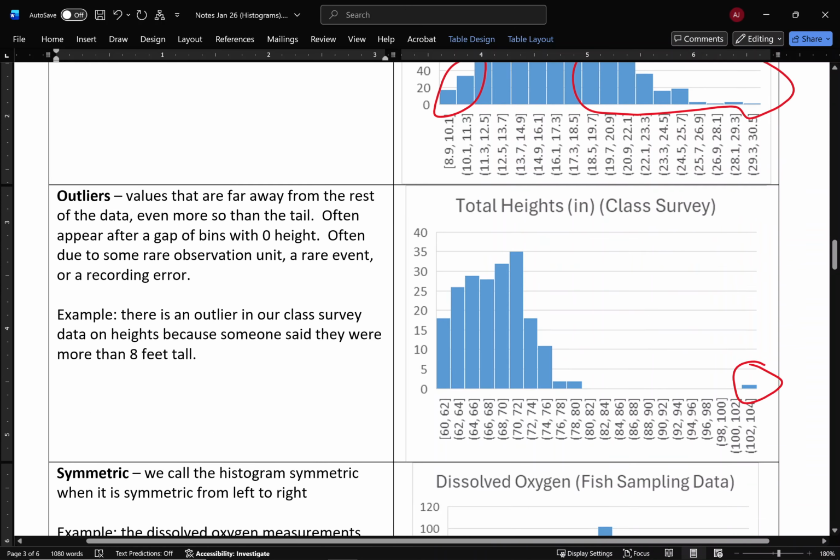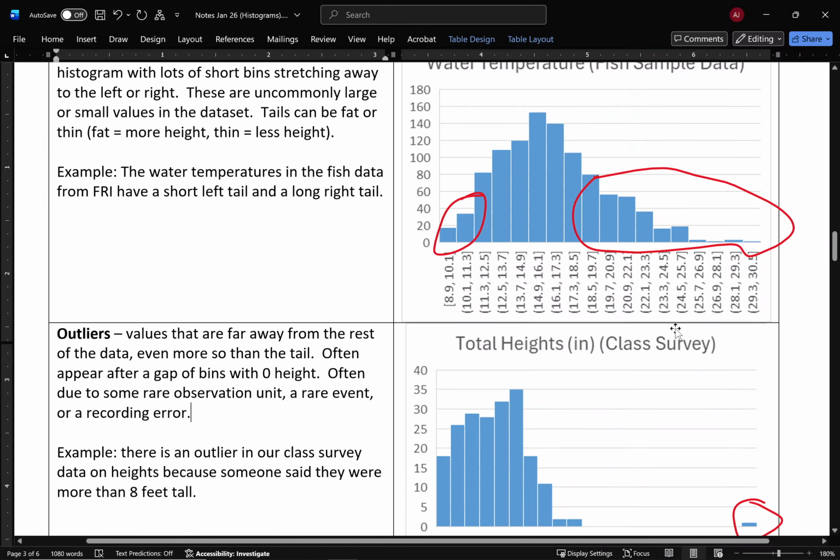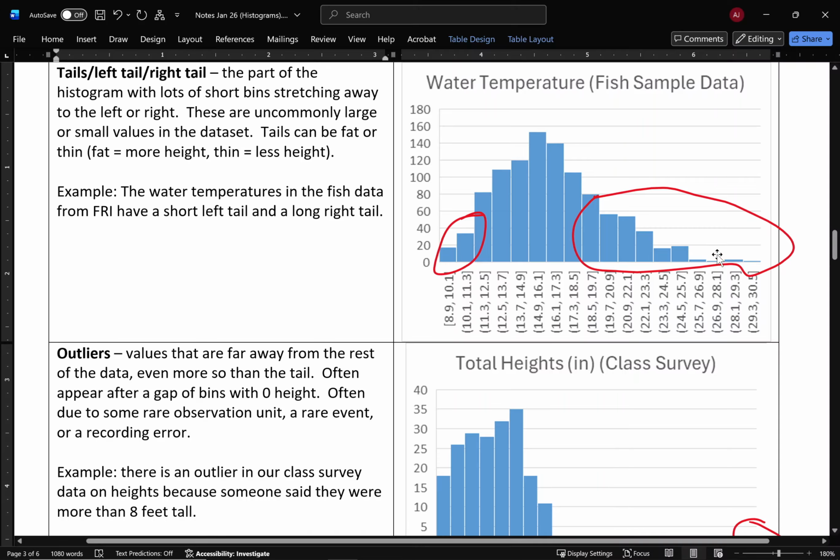Next is outliers. So outliers are values that are far away from the rest of the data, even more so than the tail. And outliers, you can usually classify them as outliers because there's some gap before you get to them. Sometimes it can be hard to tell the difference between a tail and an outlier. Like with these water temperatures here, in this really, really thin part of the tail towards the right, maybe we could classify those as outliers. It's not really clear whether that's a tail or just a few outliers.